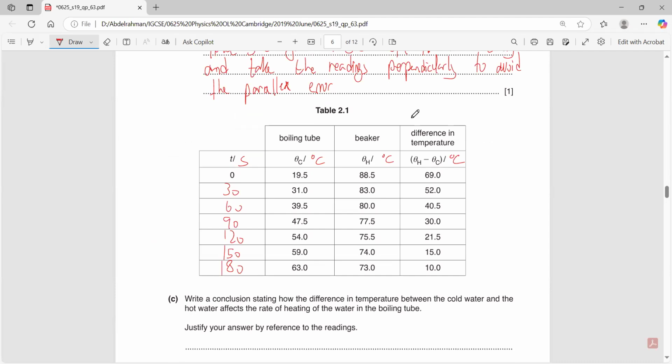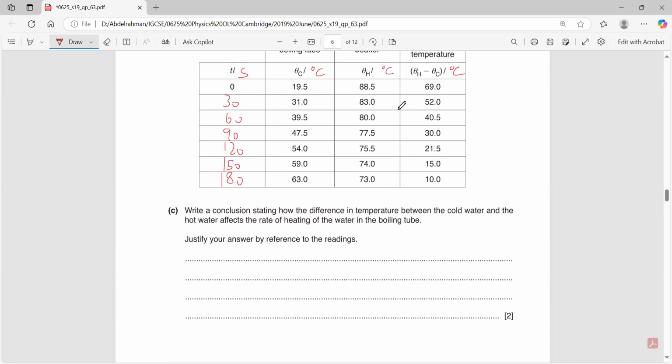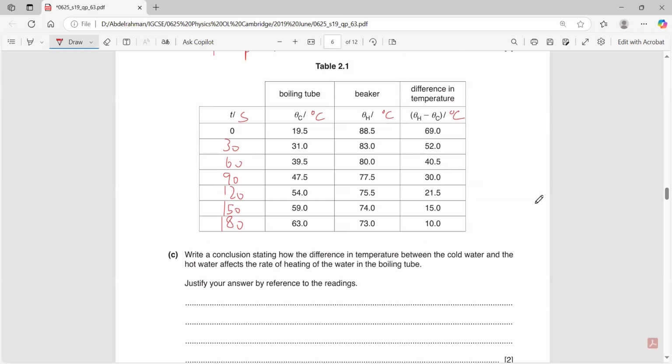Now, write a conclusion stating how the difference in temperature between the cold water and hot water affects the rate of heating of the water in the boiling tube. So where is the water in the boiling tube? The temperature of the water in the boiling tube keeps on increasing, right?